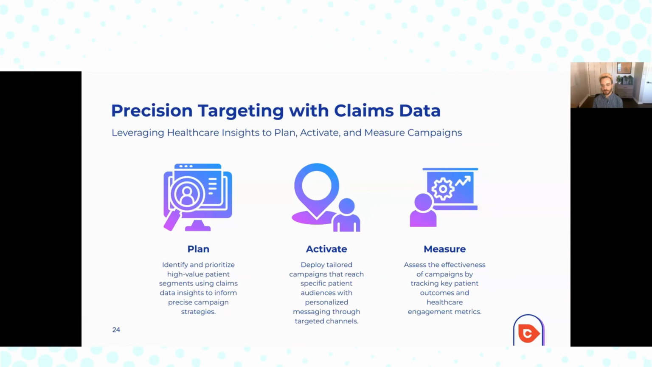So how can we get really precise with our targeting when we're in a sensitive vertical like healthcare? Specifically, I'm talking about using claims data to find the needle and get in front of that person. We're going to talk about how you can use claims data to plan, activate, and measure your campaigns. Planning in terms of identifying those audiences, activating in terms of actually reaching those audiences in the real world, and then using claims data to also measure the impact of your campaigns. So let's walk through each one of those separately.